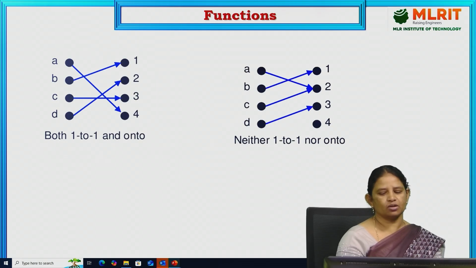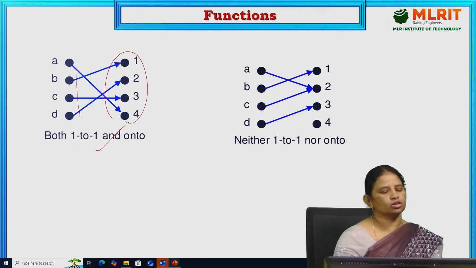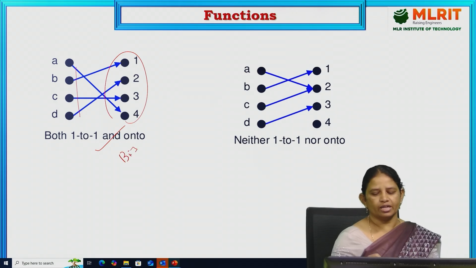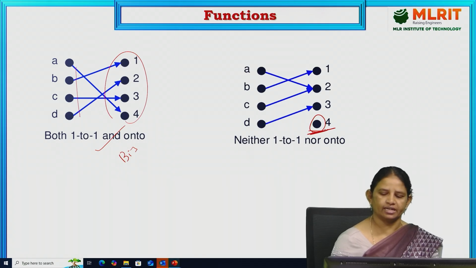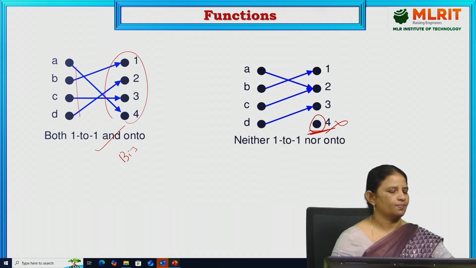In this case, A, B, C, D are all filled, and 1, 2, 3, 4 are all filled. It is both one-to-one and onto, so it is a bijective function. But here, 4 is not mapped with any element of set A, so it is not a bijective function.